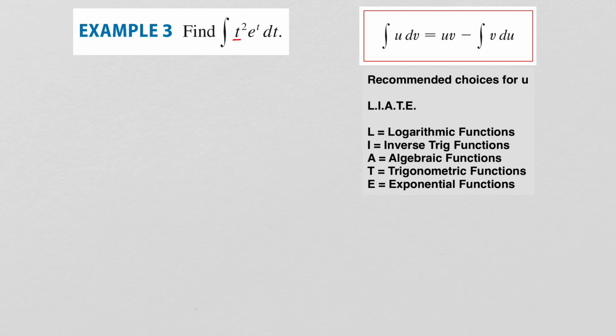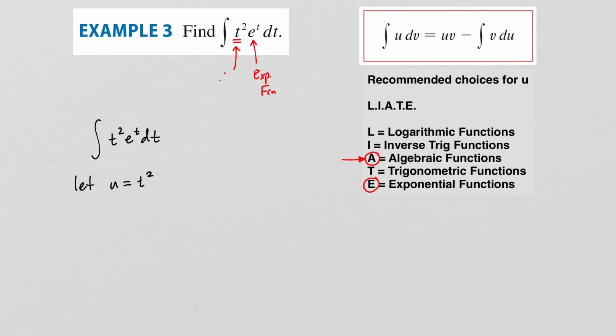So we need to identify that t squared is what we would call an algebraic function, and e to the t is an exponential function. So out of algebraic functions and exponential functions, algebraic functions have a higher priority. So when we go to set up our integration by parts for the integral of t squared times e to the t dt, I'm going to let u be equal to the algebraic function t squared first.